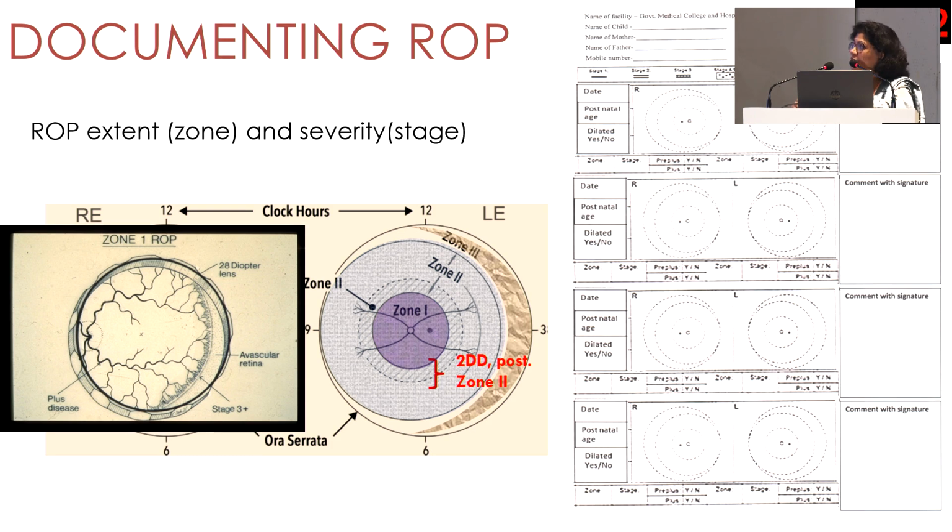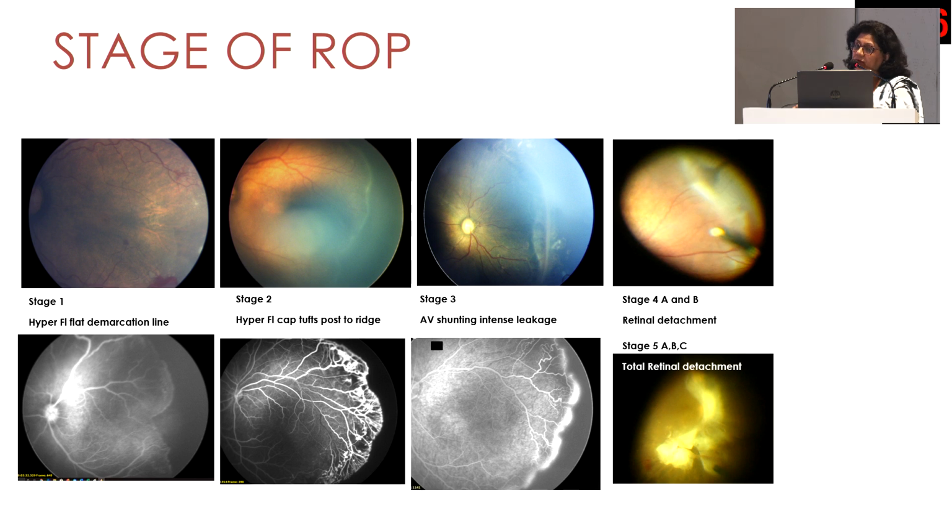From the nasal ora serrata, the rim beyond zone 1 is zone 2, and zone 3 is the temporal crescent which is left behind. You must document the postnatal age of the baby, the dilatation status, and when the baby comes back again, with the date.